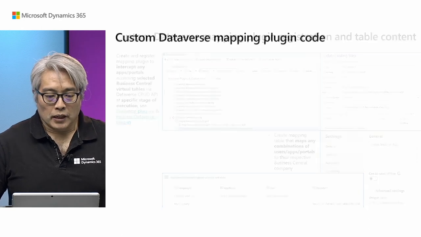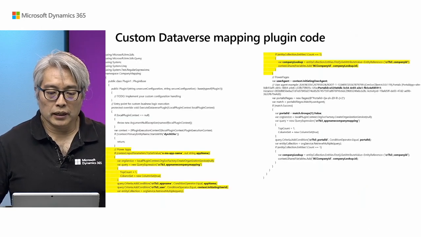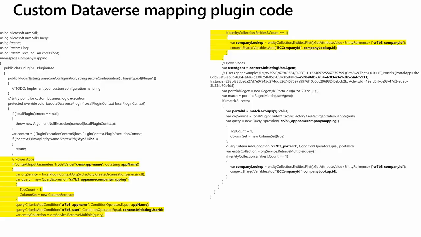All right. And finally, I'll just show you a quick screenshot of the code of the mapping plugin. It's very, very simple. This will be published after the launch event, so you can essentially cut and paste it and modify it, right? The yellow part that I highlighted is the part of the code that deals with Power Apps. And in a different demo, I will show you the part of the code that deals with Power Pages.